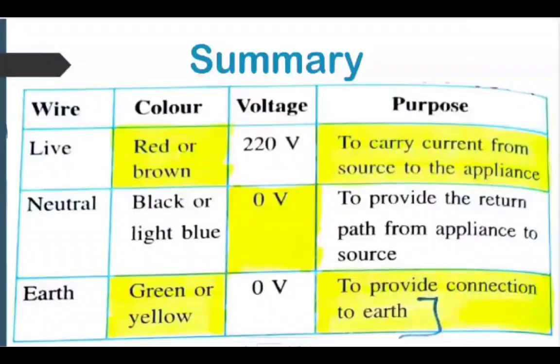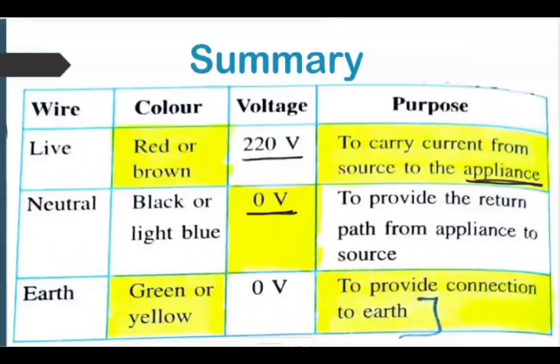So here's a summary of the three cables or the three wires. The live wire is red or brown. It carries 220 volts and it is used to carry current from the source, that is the city substation, to the appliance in our house. The neutral wire is black or light blue. How much is the voltage? Simply 0 volts. It does not carry electric current, and it is to provide the return path from the appliance to the source. If it's not being used, let it go back.